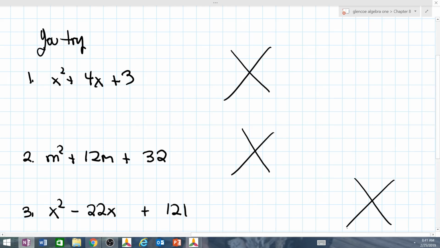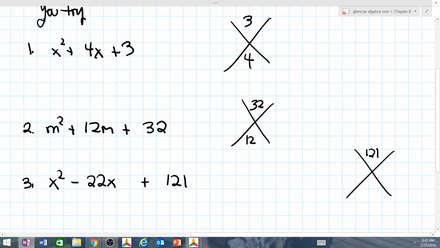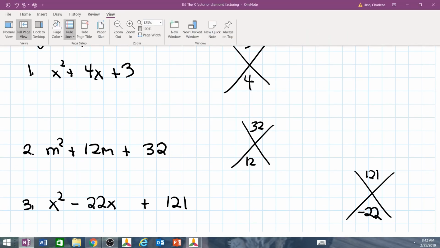All right, so what we're going to ask ourselves is what multiplies to what in the first one? What multiplies to 3 and at the same time adds to 4? In the second one, we're asking ourselves what multiplies to 32, and at the same time adds to? And in the last one, we're asking ourselves what multiplies to 121 and at the same time adds to? Good job. So go ahead and fill those in and write your final answer. It should be factors in parentheses.